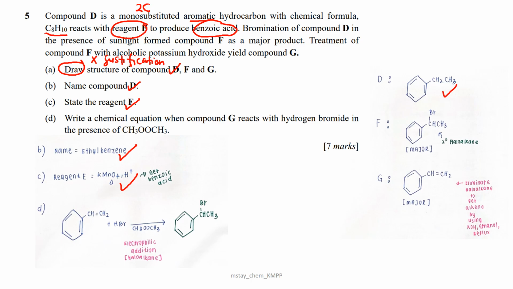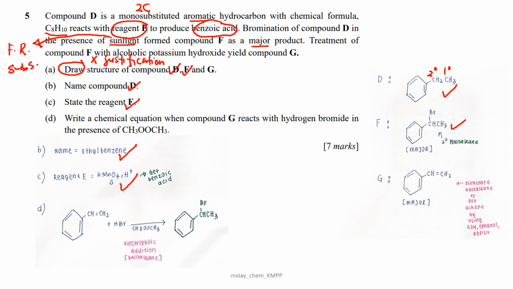Then bromination of compound D in the presence of sunlight will produce a major product. So when we see the term sunlight, we think about free radical substitution. Therefore, the secondary hydrogen, because this carbon is a secondary carbon and this is the primary carbon, the secondary free radical is more stable, so that's why the secondary hydrogen will be replaced with Br to produce the major product F.